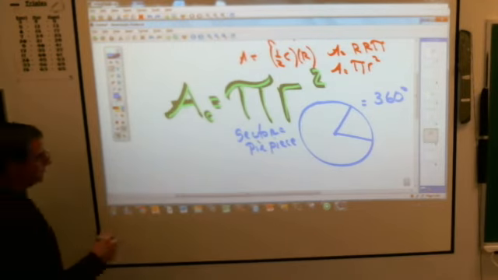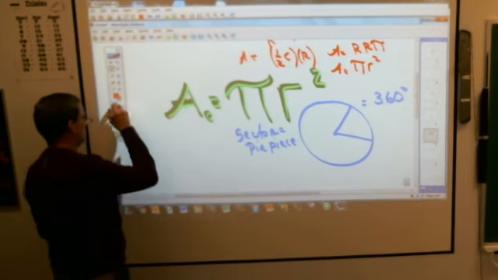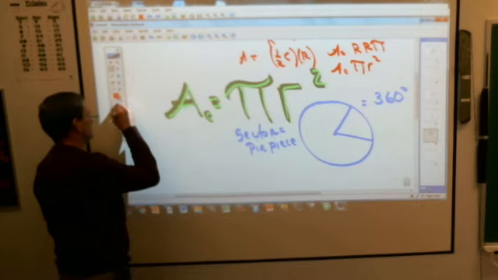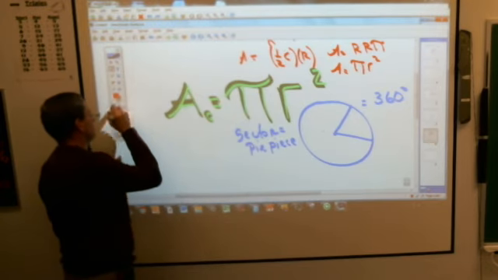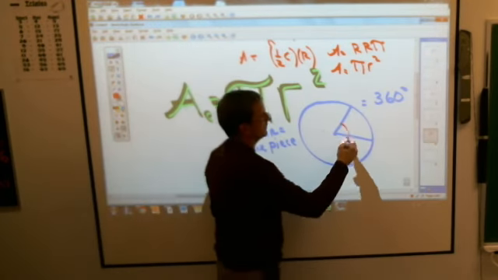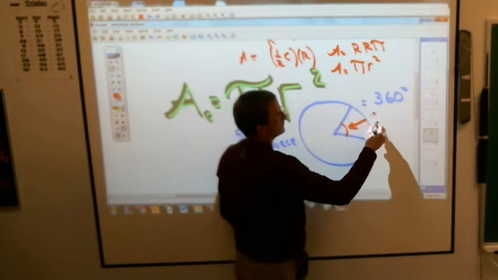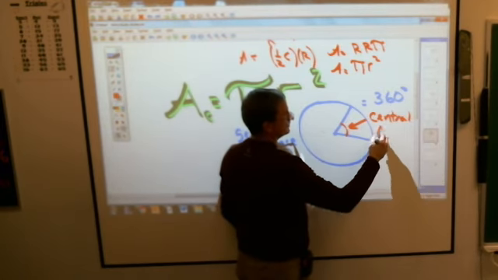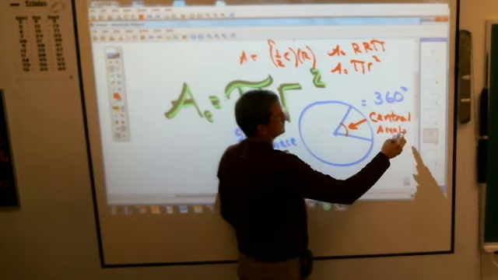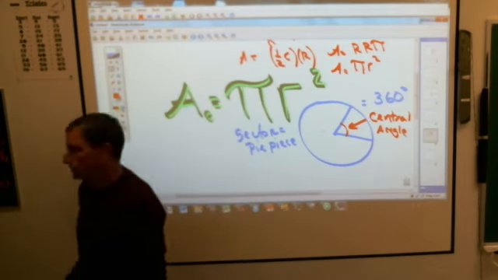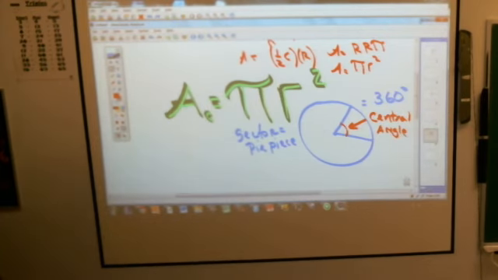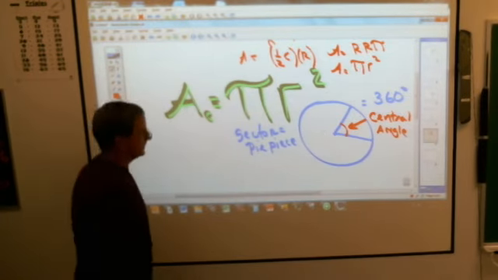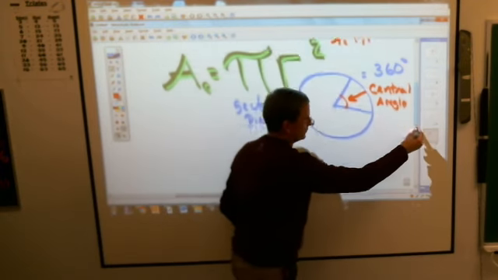And they'll also give you this. We call this thing right here a central angle. Maybe because it's in the center and it's an angle. And they're going to give you a circle. They're going to tell you its central angle. And they're going to ask you to find the area. So let me demonstrate such things to you.